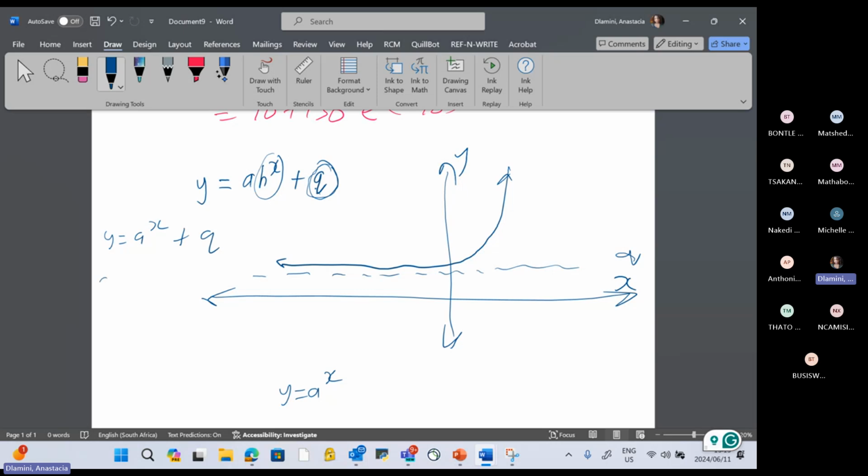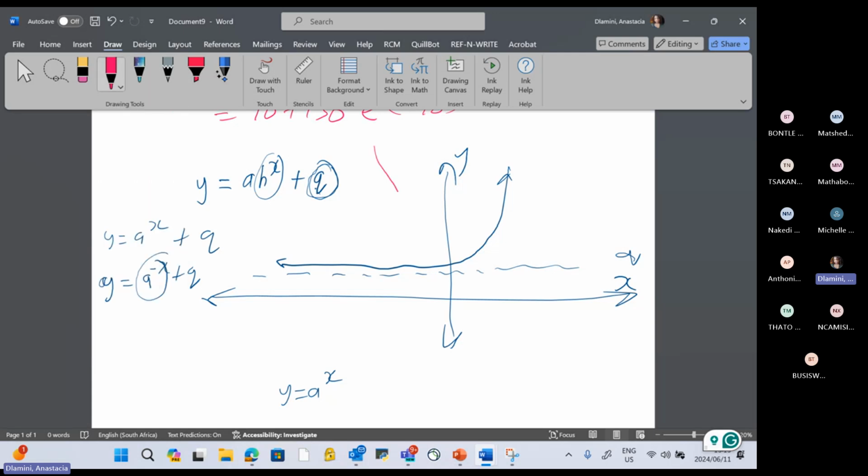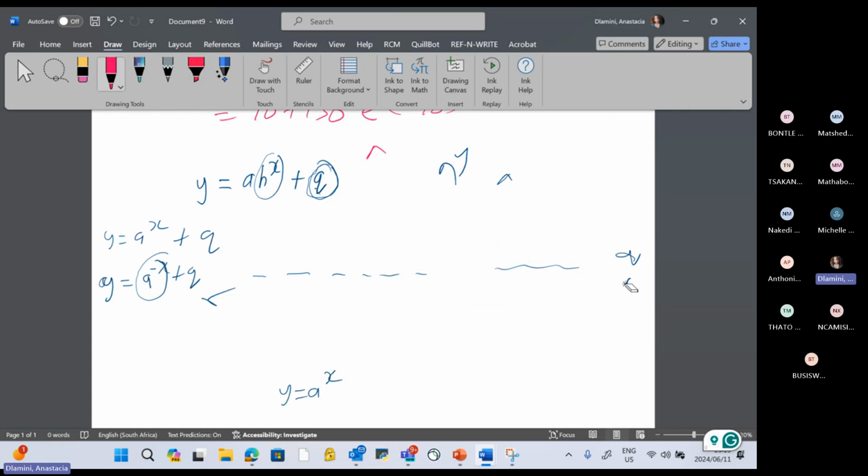Now, if we have y equals a to the power of negative x plus q, do you see that now you are reflecting about the y-axis? Now your graph will look like this, but does not touch what? Does not touch q. Do you see that? Yes, ma'am. Thank you.